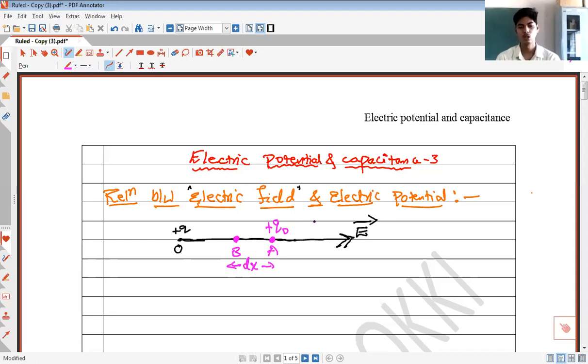Let us suppose we have to move a test charge Q naught from point A to point B over a displacement dx. In order to move this test charge from point A to point B, we will have to do work. Can you tell me what this work done to move a test charge from one point to another point in the electric field is called?